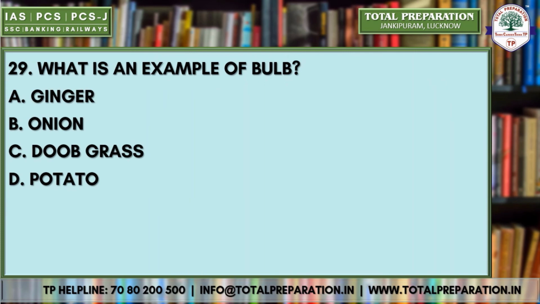What is an example of a bulb? Option A, ginger, option B, onion, option C, doob grass, option D, potato. The correct answer to this question is option B, onion.